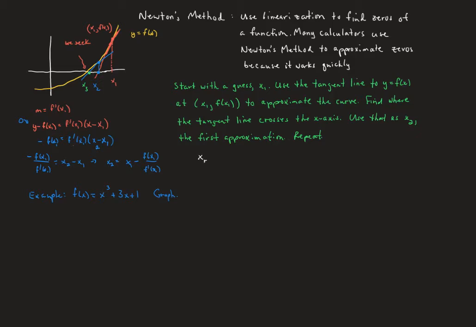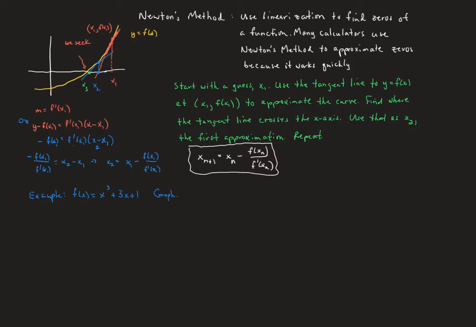So we can say x sub n plus 1, the next approximation, is going to be the previous approximation, x sub n, minus the function evaluated at that previous approximation divided by the derivative evaluated at that previous approximation. This is Newton's method. And it works really nice and quick and efficiently on your calculator. So let's see how that might work.